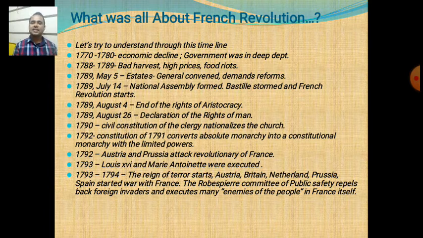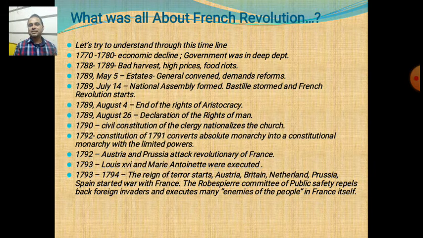Now 1790, civil constitution of the clergy nationalized the church. It means the clergy, the so-called upper estate of the French, whatever privileges they were living with, that also got reformed. It means it was nationalized, about which we will discuss later in the series.